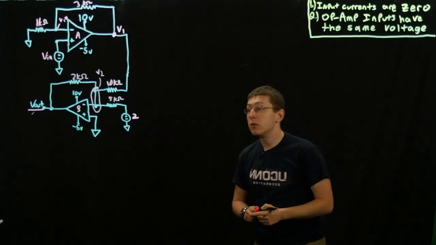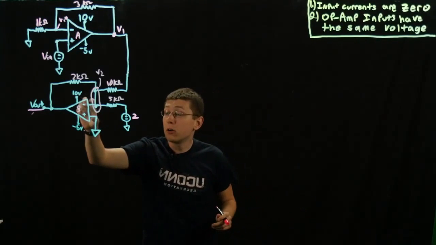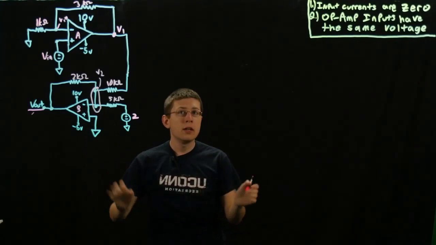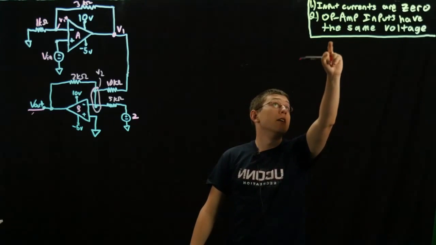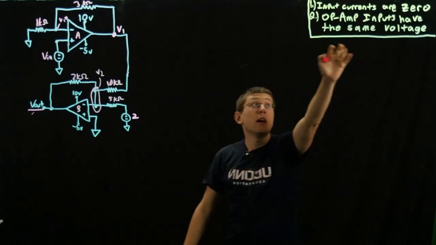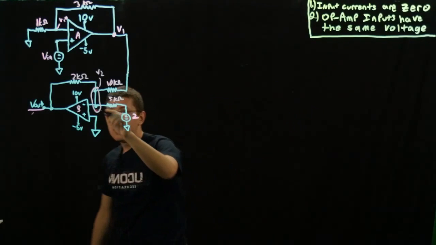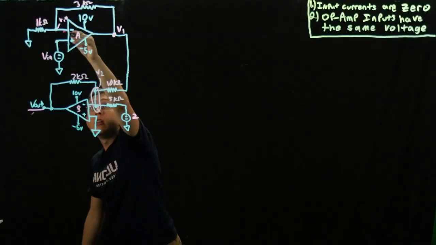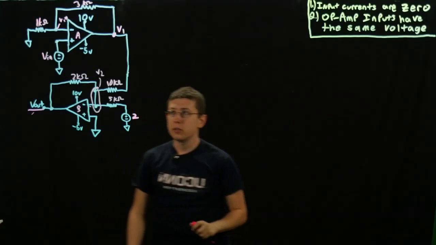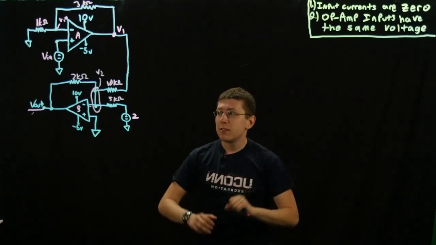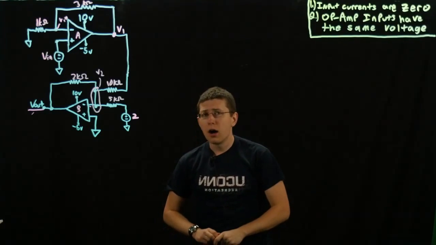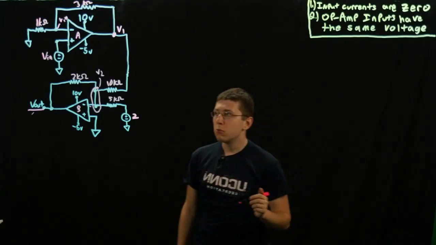Up here are the two op-amp rules. Number one, input currents are zero, meaning that the currents going into these two terminals are zero. You don't have to worry about current going into the op-amp itself. And number two, the two op-amp inputs have the same voltage. So these two have the same voltage, and these two have the same voltage. The way I like to think about it is that the positive forces the negative to be the same voltage. That's just how I personally remember it.